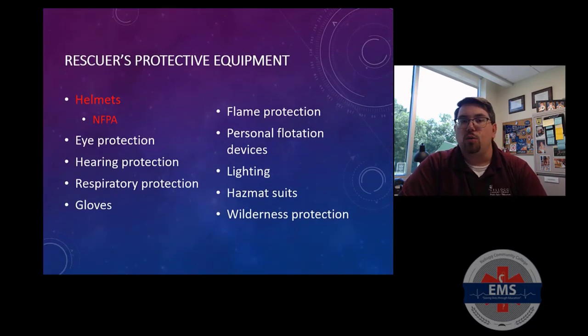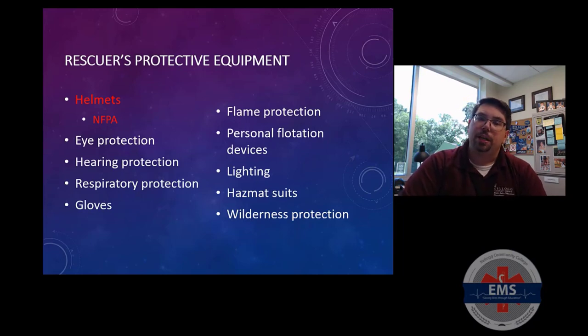We know that protective equipment in this case includes things like helmets, which are governed by the NFPA laws, eye protection, which could be goggles, safety glasses, or face shields, hearing protection, and respiratory protection, which could include everything from a dust mask or surgical mask to an N95 mask, or even some type of PAPR-related system. Gloves, which could range from rubber gloves to construction gloves to auto extrication rescue gloves.